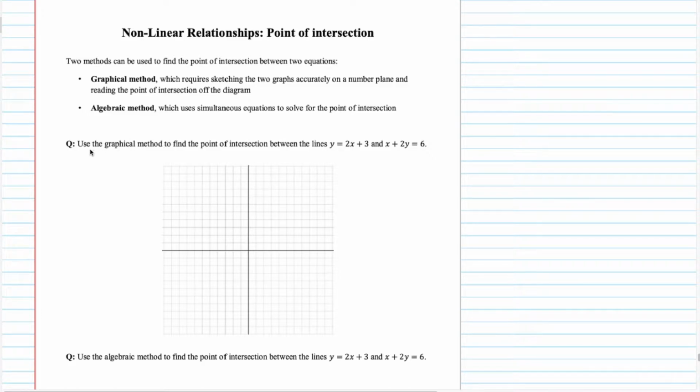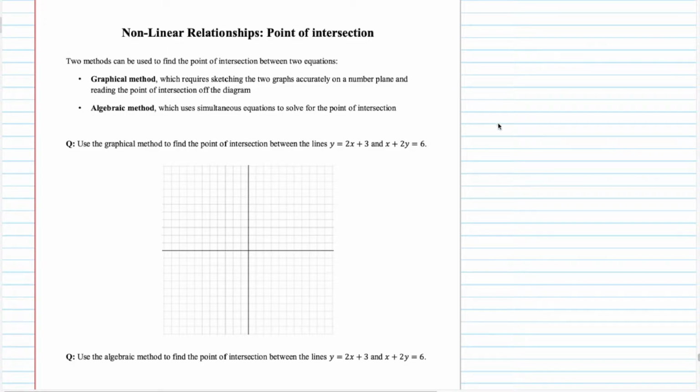Now the question asks you to use the graphical method to find the point of intersection between the lines y equals 2x plus 3 and x plus 2y equals 6. This should be a revision question, as you've done this question before, so I'm just going to do it again. To draw the two straight lines, first, I'll find the x and y intercepts.